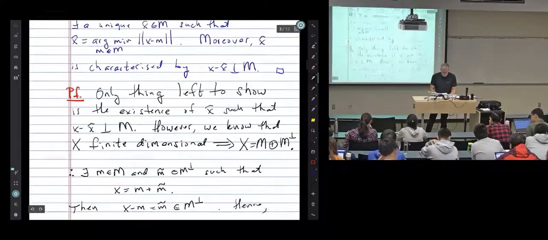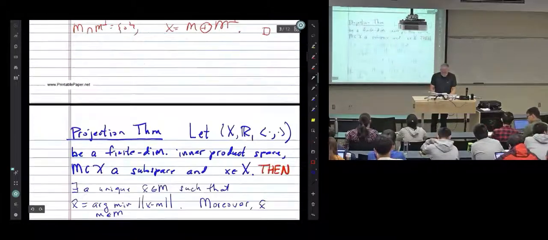Okay, so this is our projection theorem.